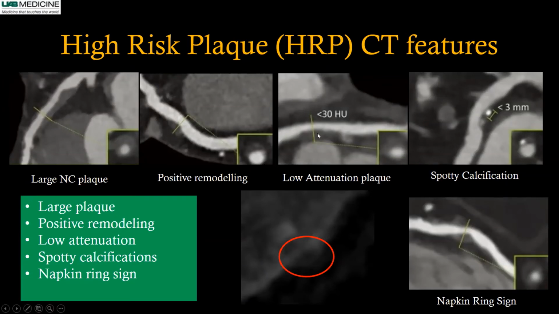And third is when the plaque density is very low. In this case, it is less than 30. So that usually indicates a lipid-rich plaque, which is often considered a very vulnerable plaque, which can rupture. Presence of spotty calcification. Here, the dense calcifications in a mixed plaque. And then there is a napkin ring sign, which is shown here. And you can see the fine line here, high density surrounding the low density. That is the napkin ring sign.